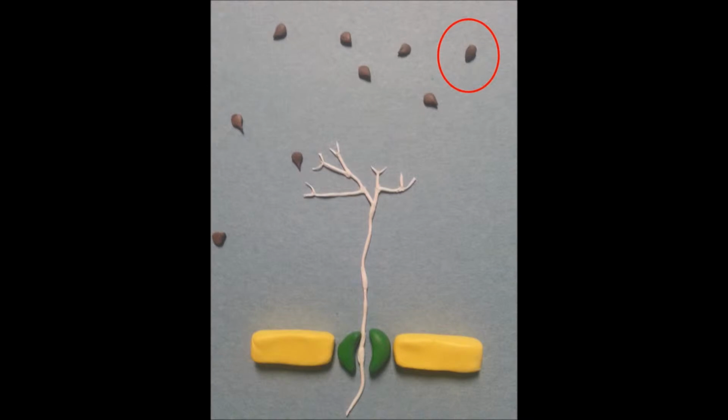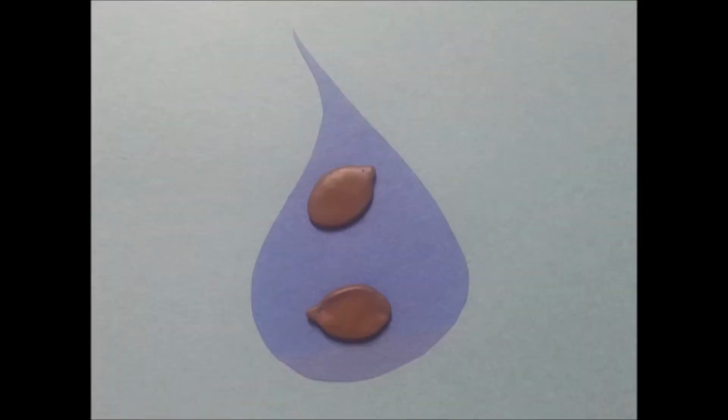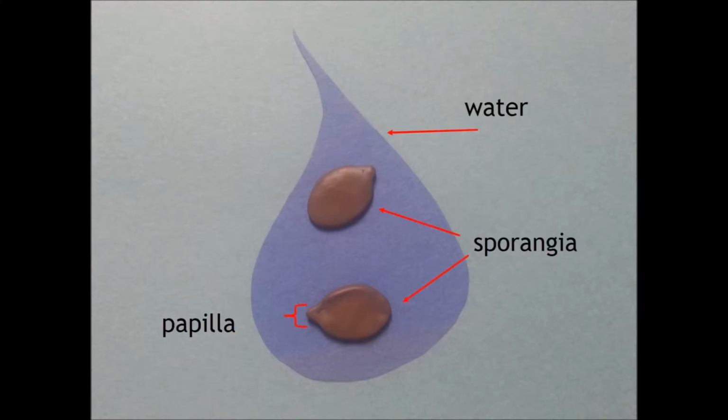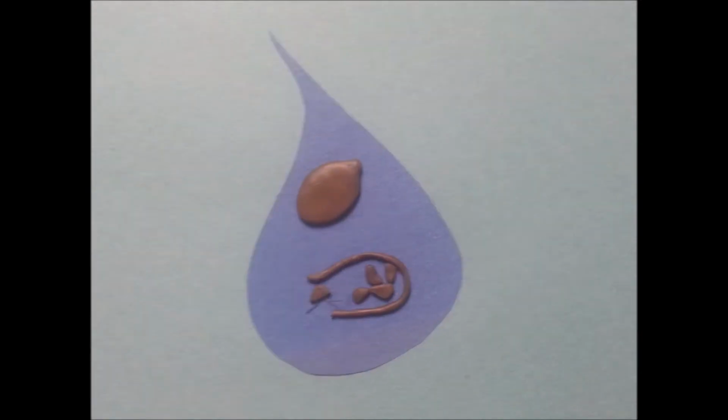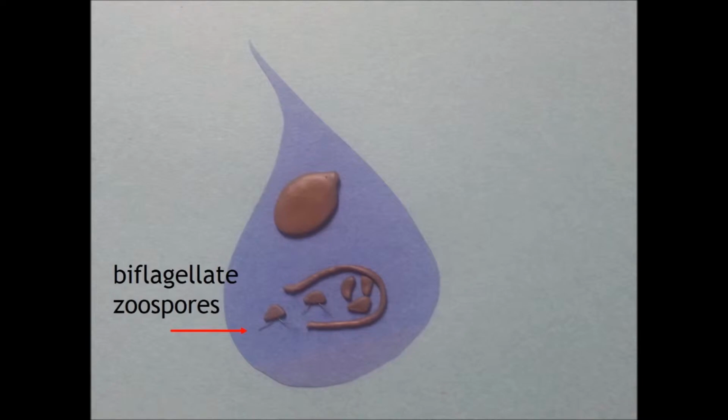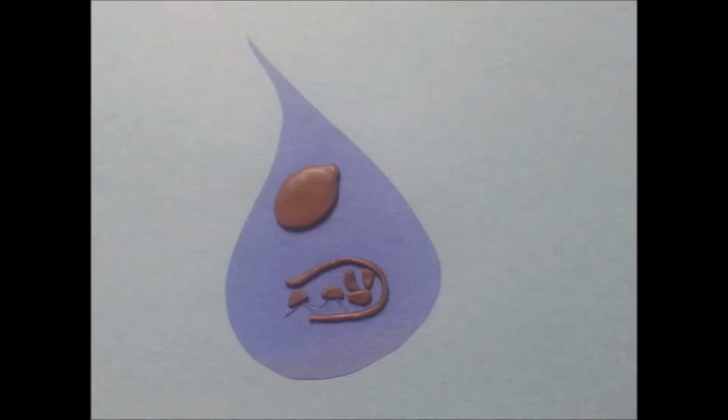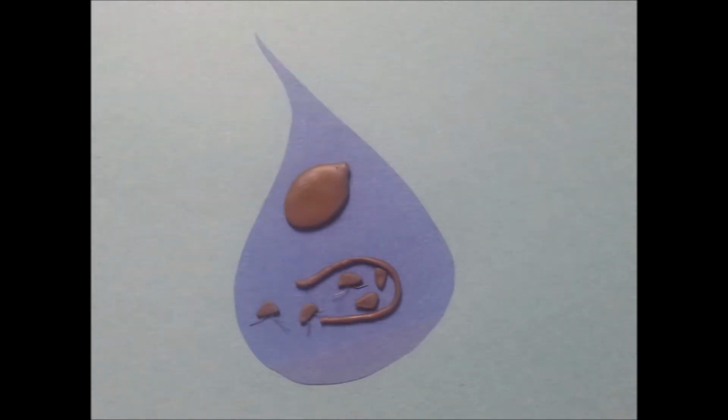When sporangia land on a new cucurbit leaf, there must be water present for their germination. Note the lemon shape of the sporangia and the papilla on one end. Each sporangium contains 5 to 15 biflagellate zoospores, which, when released from the sporangia, swim through the free water toward the leaf's stomata.